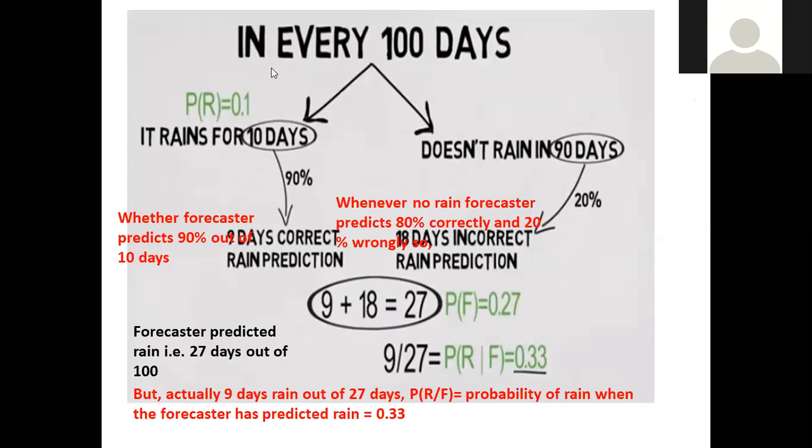Now, with respect to our previous example, the weather forecaster showed a 90% chance that it would be a rainy day. So how did the forecaster arrive at this 90%? Let's say that in every 100 days it rains on 10 days and doesn't rain on 90 days. So the probability of a rainy day will be 0.1, that is 10 divided by 100.